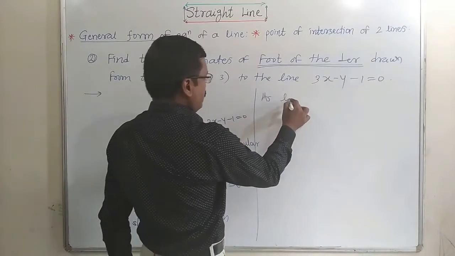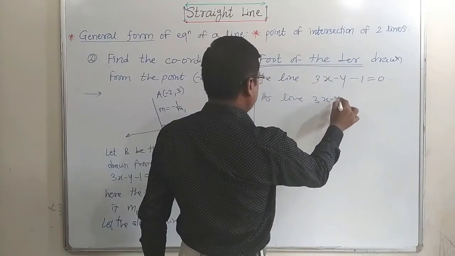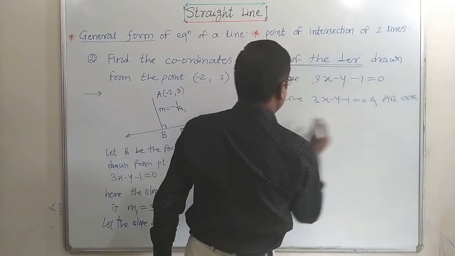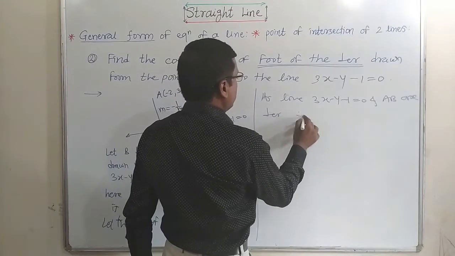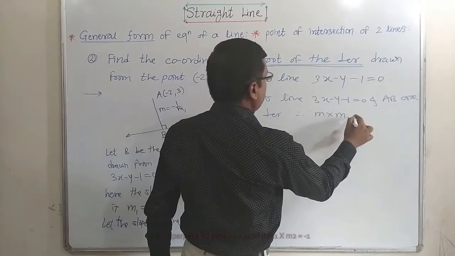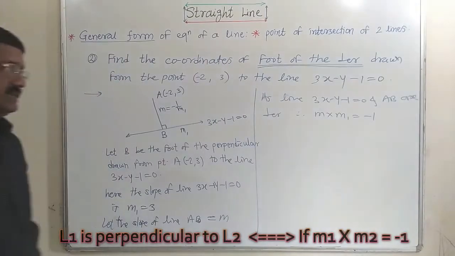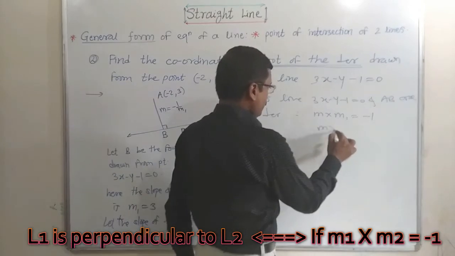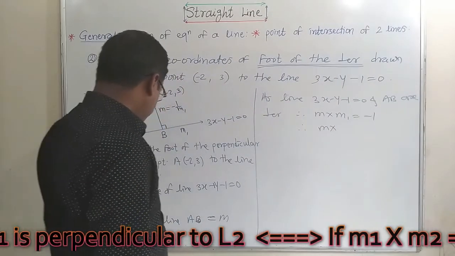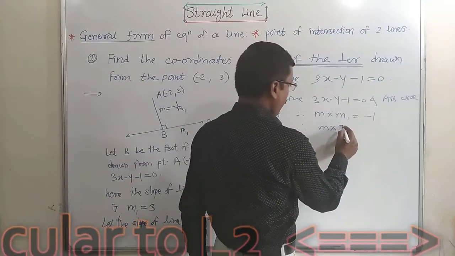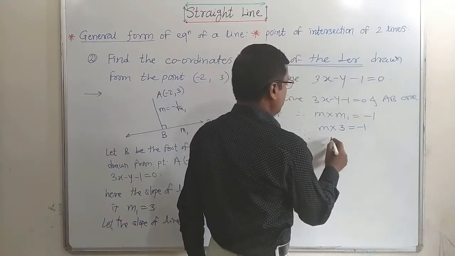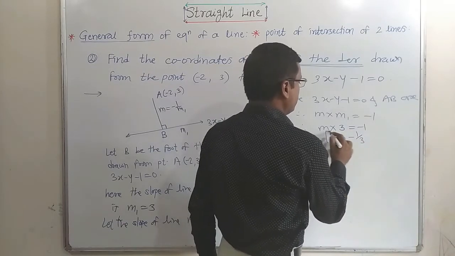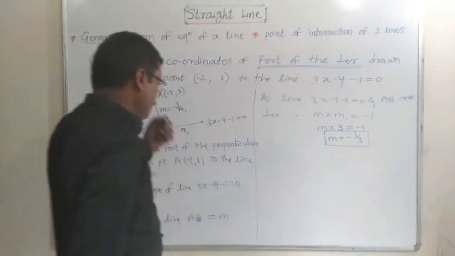As line 3x minus y minus 1 equal to 0 and AB are perpendicular, therefore m into m1 is equal to minus 1. Therefore m into 3 is equal to minus 1. Therefore m equal to, taking this to the right, minus 1 by 3. So this is the slope of line AB.